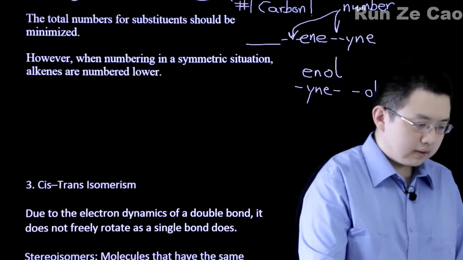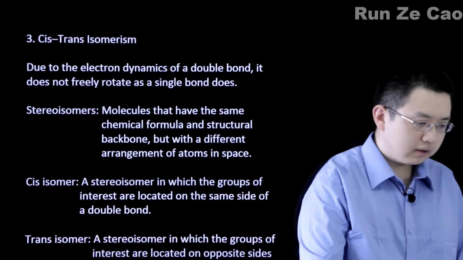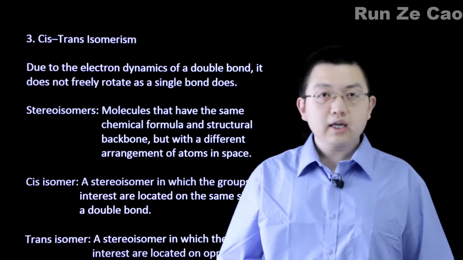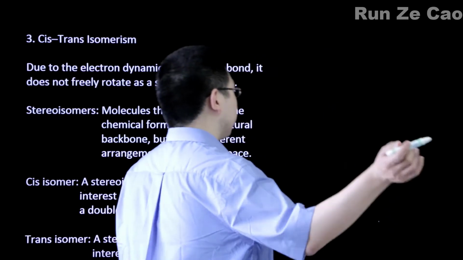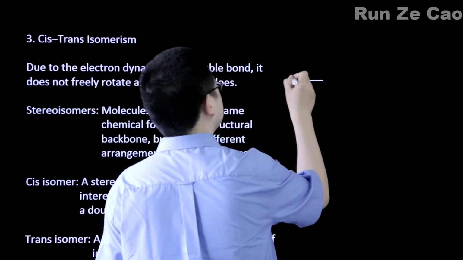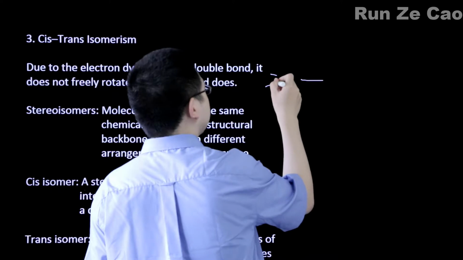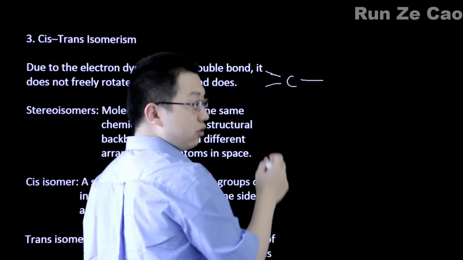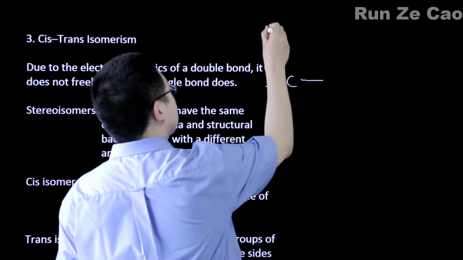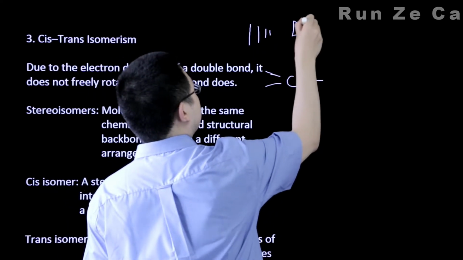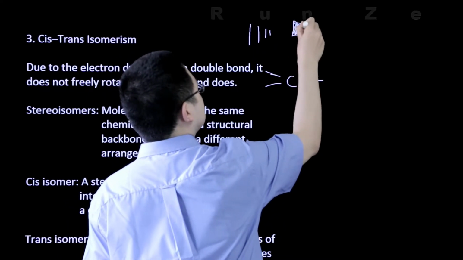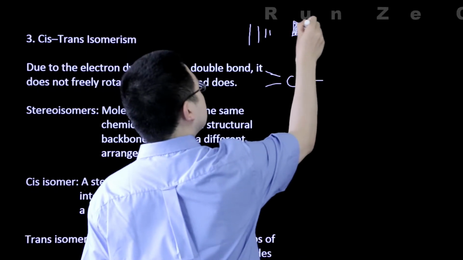So, cis trans isomerism. Well, due to the electron dynamics of a double bond, it does not rotate freely. A triple bond doesn't do this either. Think about this for a second. Say we have C and these two bonds over here. I'm not bothering to indicate the orientation. This is what you do for go back, and this is what you do for come forward out of the page. This is supposed to be filled in.